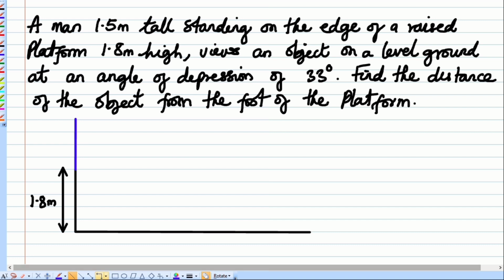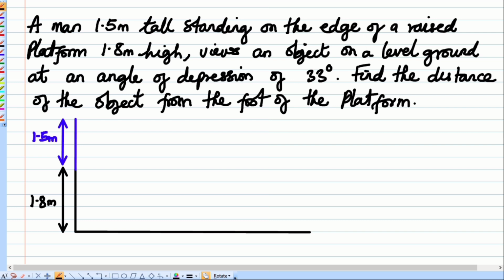All right, so what's this man's height? From the question you can see the man is 1.5 meters tall. So we're going to represent that 1.5 meters. That's how tall this man is.